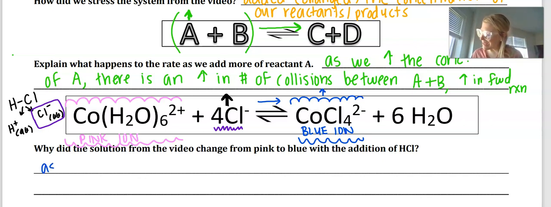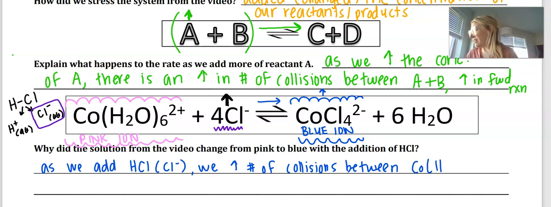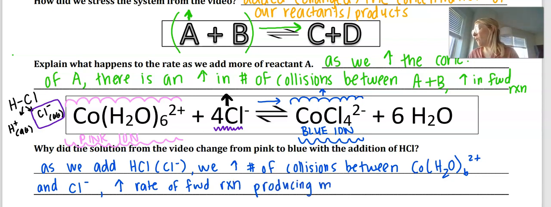As a result of that forward reaction increase, we produce more of our CoCl4. So as we add HCl, which is the same thing as adding Cl-, we increase the number of collisions between Co(H2O)6 2+ and Cl-, which increases the rate of the forward reaction, producing more CoCl4 2-, which is again blue in color.